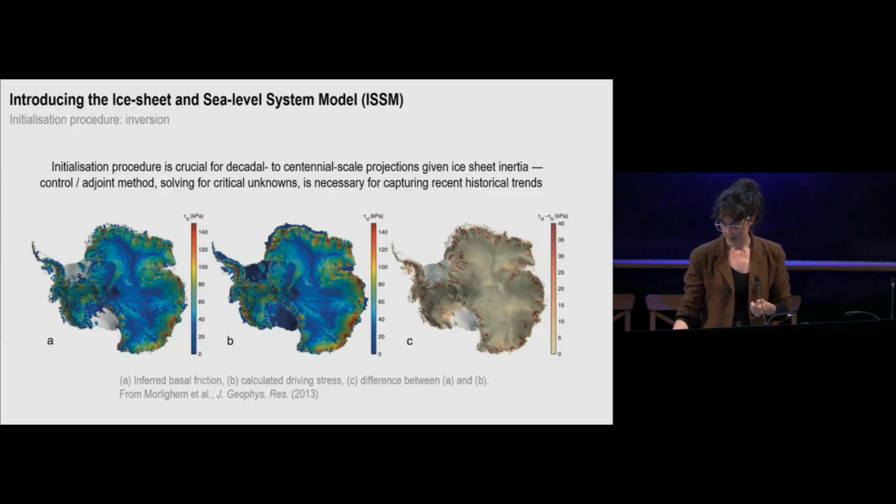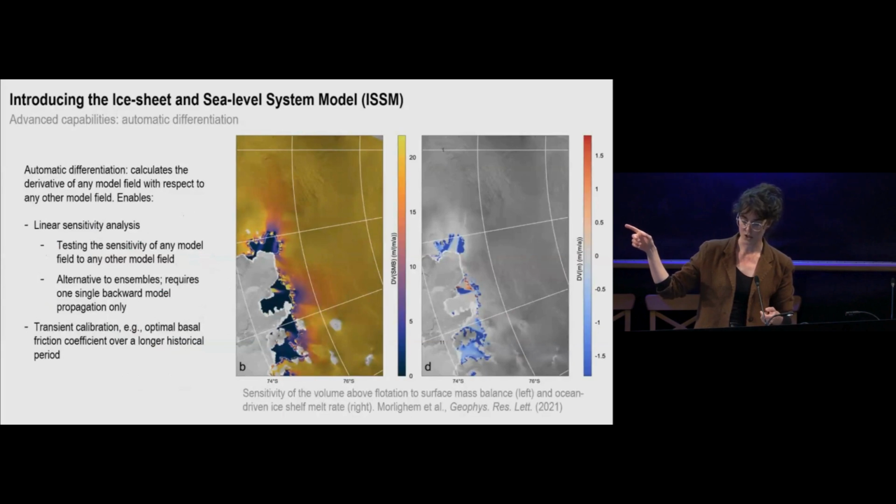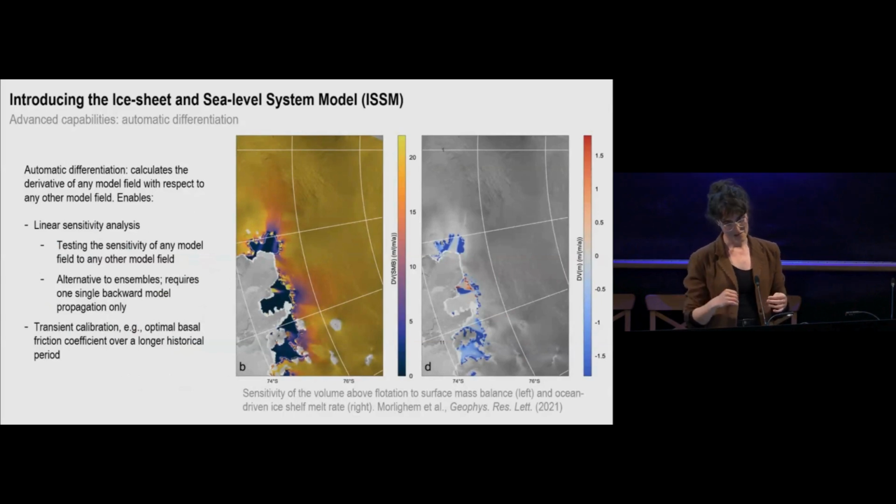And so ISSM has the control and adjoint, and you can see the estimated basal friction from inversion on the left there. Another thing that's really cool that ISSM incorporates, and you can actually watch a talk that we had at the Crisis Modelling Working Group last week by Mathieu Morlegam, who developed this in ISSM, is automatic differentiation. And basically, automatic differentiation calculates the derivative of any field with respect to any other one. So you can backwards propagate and look at sensitivity analyses.